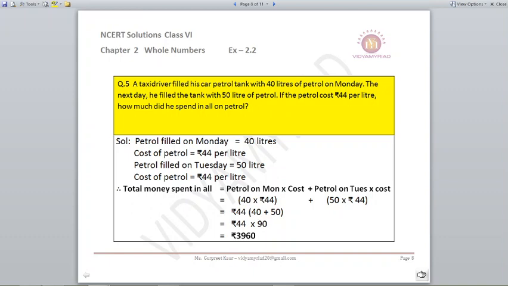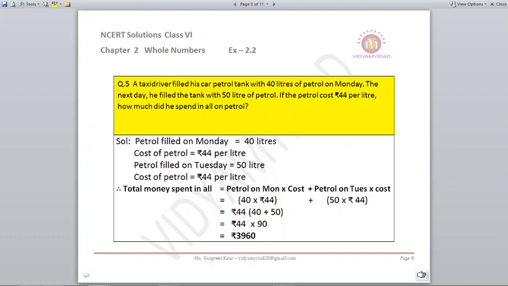First write down whatever is given to you. Now what is given? Petrol is filled on Monday. How much? 40 liters. What is the cost of petrol? 44 rupees per liter. On Tuesday also I filled the petrol. I filled 50 liters. So I must have paid again the cost of petrol, rupees 44 per liter. That means Monday will be 40 into 44. Tuesday also I paid 50 into 44.